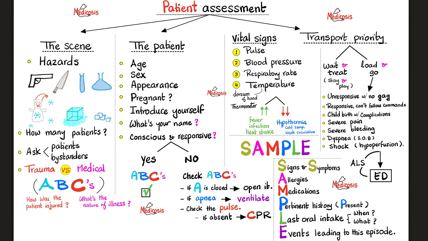One of the most important decisions that you have to make is, depending on the severity, should I wait and treat or should I load and go? If it's something minor like a scratch, we can wait and treat on the spot. But if it's a heart attack or a stroke, we gotta load and go. The following are red flags that necessitate that you load and go to the hospital, including a patient who's unresponsive, a patient who is responsive but cannot follow commands, complicated childbirth, severe pain, severe bleeding, shortness of breath, and shock.